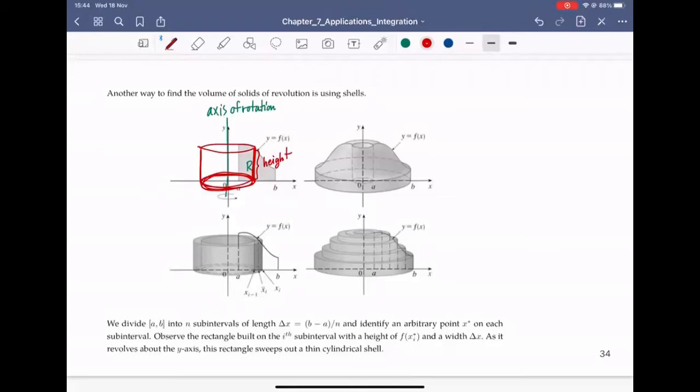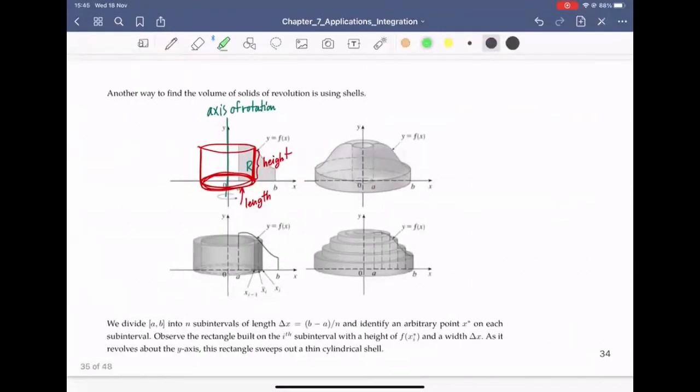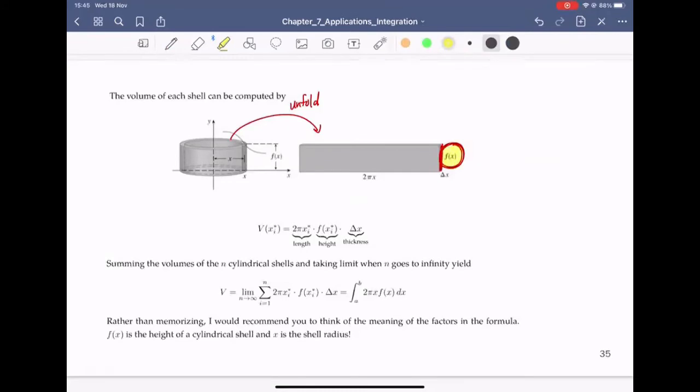So to compute the height and the length after you unfold, let's look at this picture. You have this, and then you unfold it. This is going to be your height. Your height is going to be f(x), where the function f measured from 0, so f(x) minus 0 is your height. And for your length, it's going to be 2 pi x.